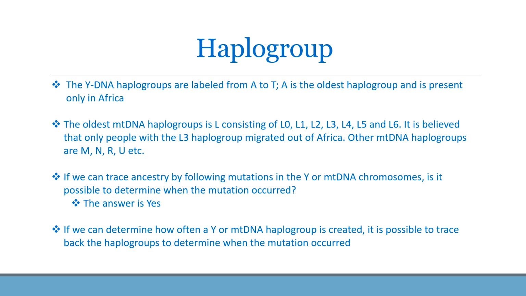If we can trace ancestry by following mutations in the Y or mtDNA chromosomes, is it possible to determine when the mutation occurred? The answer is yes. If we can determine how often a Y or mtDNA haplogroup is created, it is possible to trace back the haplogroups to determine when the mutation occurred.